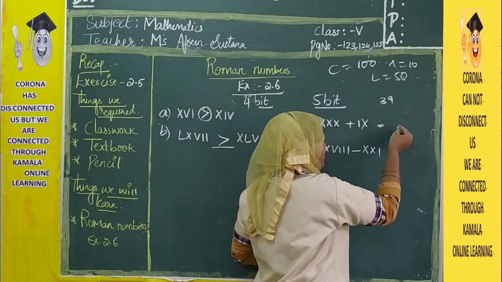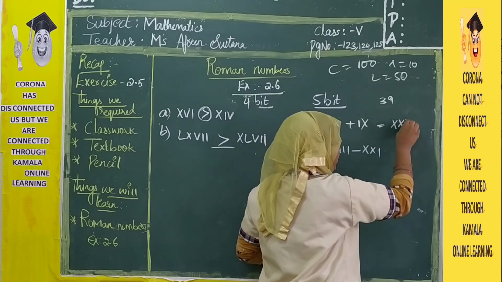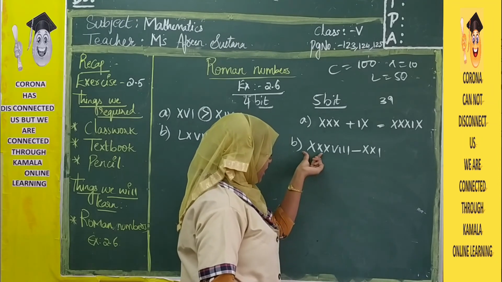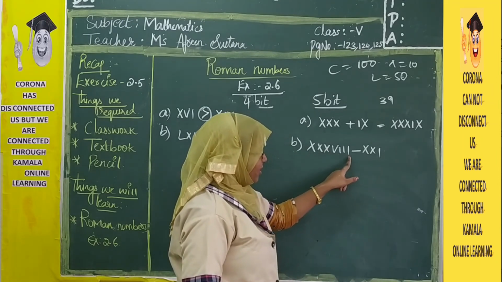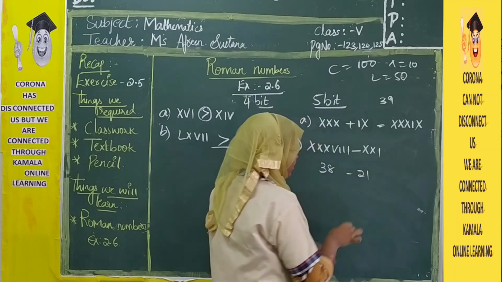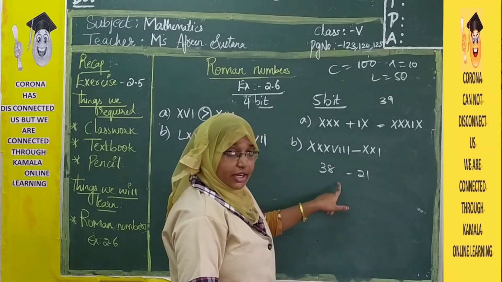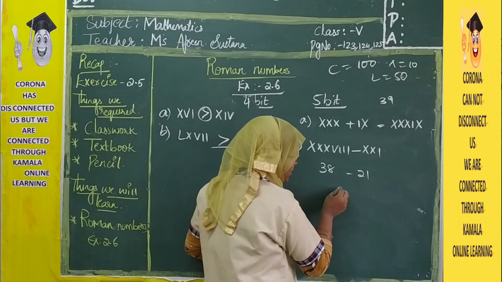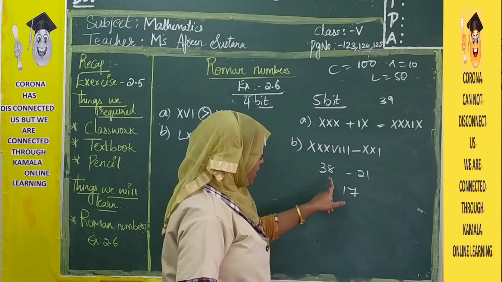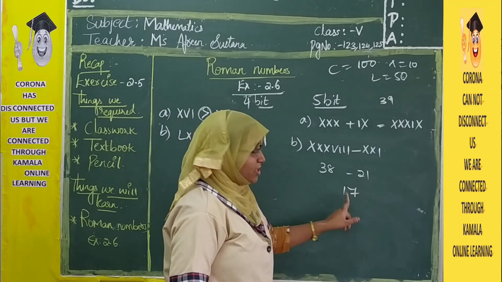39. How to write 39? XXXIX. This is subtraction. 38 minus 21. 35, 6, 7, 8. 38 minus 21. What is the answer here? 17 is the answer. 8 minus 1 is 7. 3 minus 2 is 1.